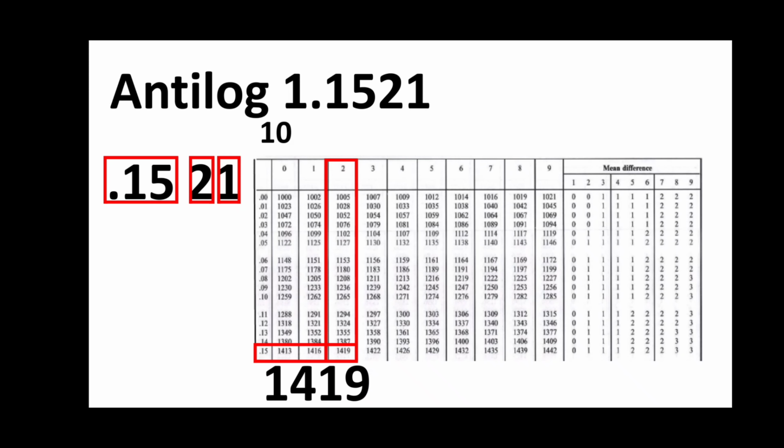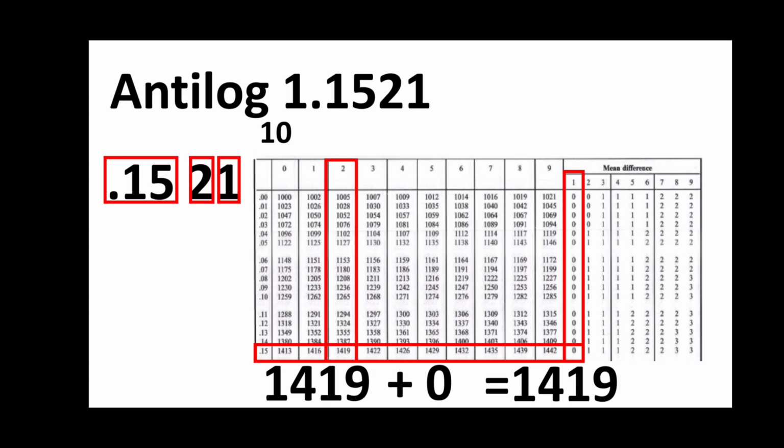Next, in the mean difference column, look for 0.15 and column 1, and here we get the value 0. Add these numbers to the previous 4-digit number, which is 1419. Now put a decimal point after one digit, that is 1.419. Next, multiply these numbers with 10 to the power characteristic.